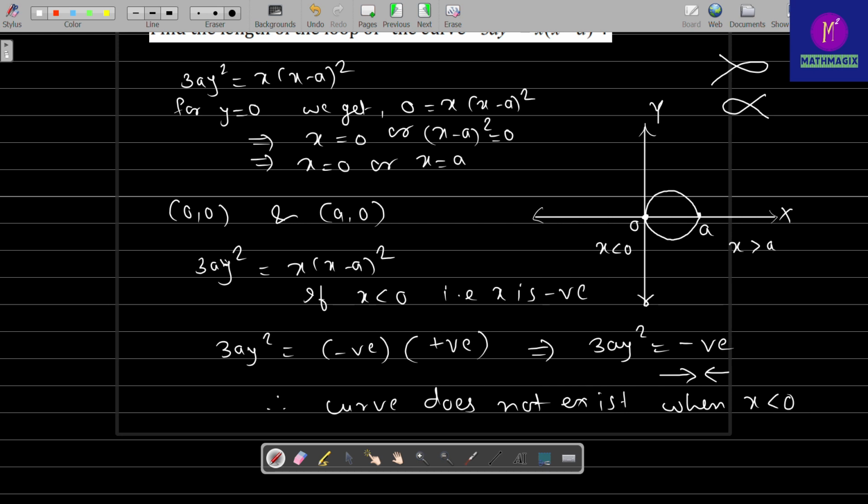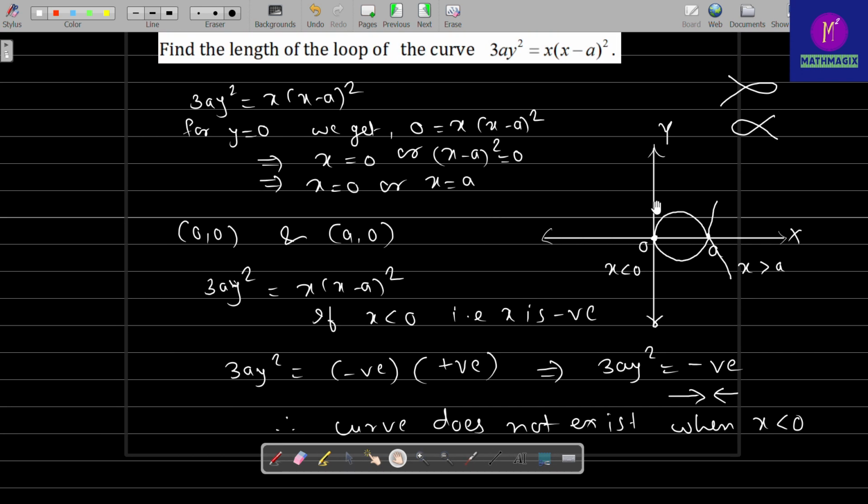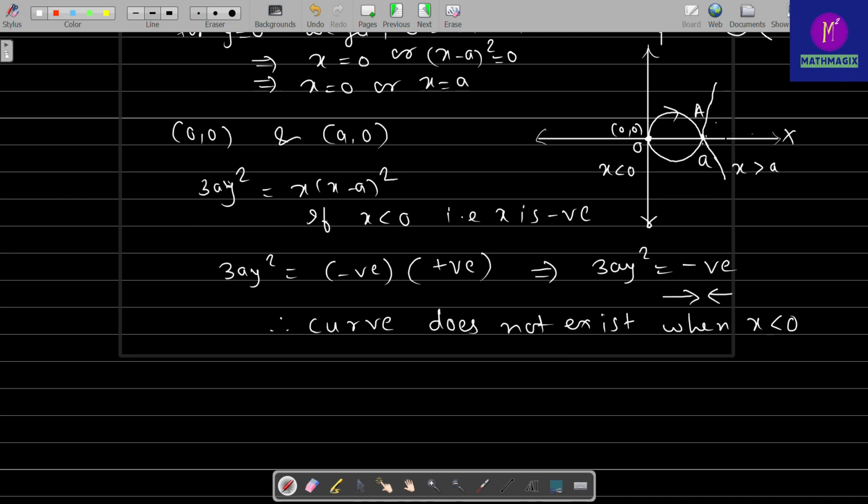And if I take any number greater than a, (x − a)² will always be a positive term. This x is positive because it is greater than a, which is on the positive side. So we will get 3ay² equal to some positive number. So obviously the curve exists on the right hand side. So here we will have the tail of this loop. Now let us find the arc length of this loop. Suppose this is O and this point is A, and the point A is (a, 0). Here we are going to find the arc length of this complete loop.